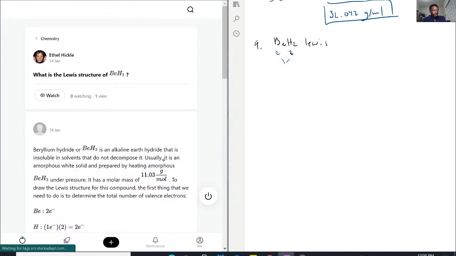Now, with that being said though, how do we then go on to find the total molar mass? Sorry, not molar mass. How do we go about finding the total electrons? That would be 4 electrons. And then we just put beryllium in the middle. Why beryllium? Because beryllium is the only unique one in this case. So we would have H, Be, H.